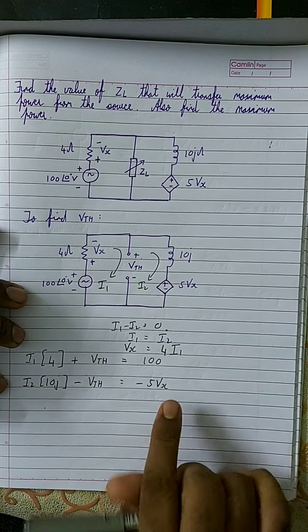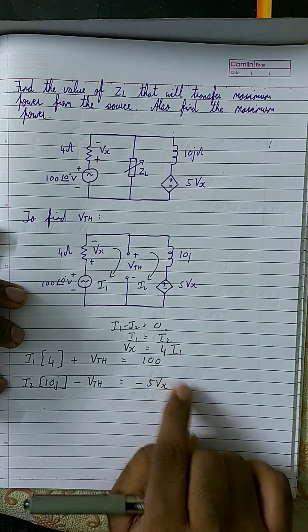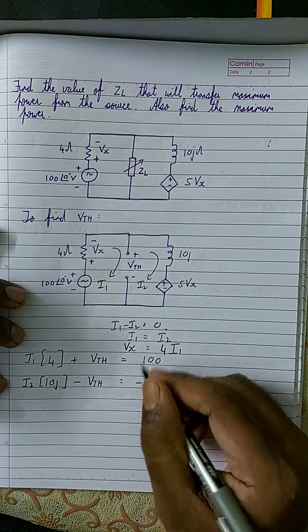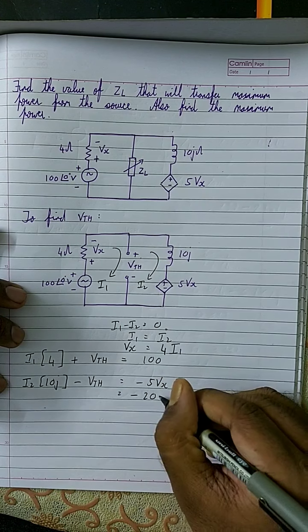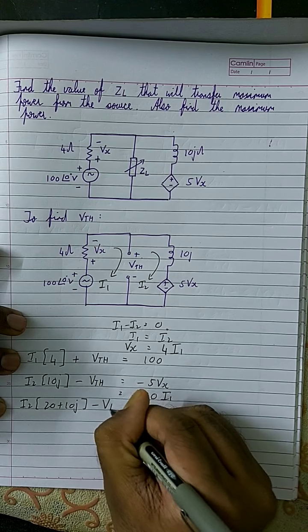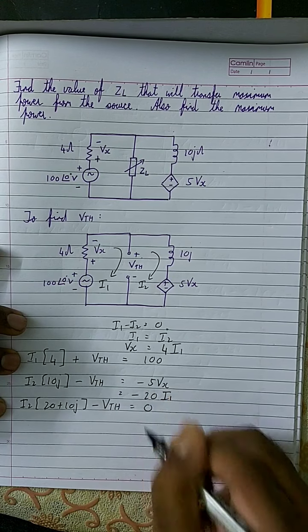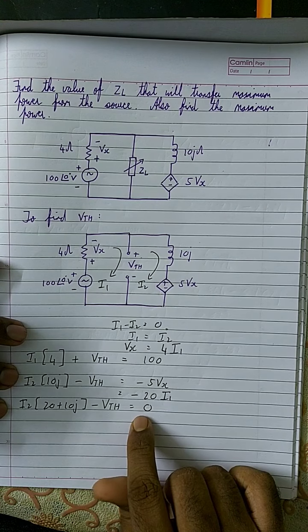Minus 5 Vx. But if you see any dependent factor, you should substitute that. So here Vx is equal to 4I1. So this is nothing but minus 4 into 5 is 20, so minus 20 I1. Therefore the equation is, if you bring it over here, I2 into 20 plus 10J minus VTH is equal to 0.